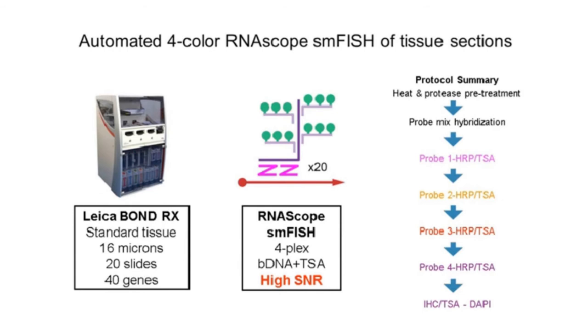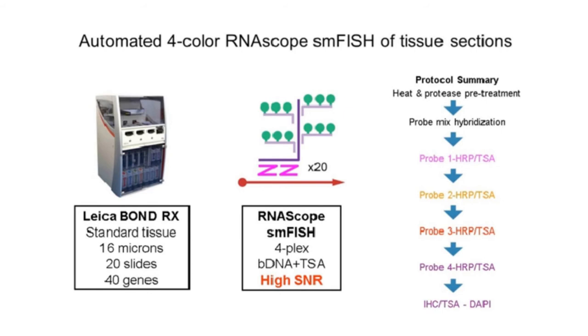I'll briefly talk about the components. To automate the histology on smFISH and immunostaining, we use the Leica BOND RX robotic stainer. This is a clinically approved system used in many pathology departments. Here we use standard tissue sections on slides, usually about 16-micron thick cryosections.